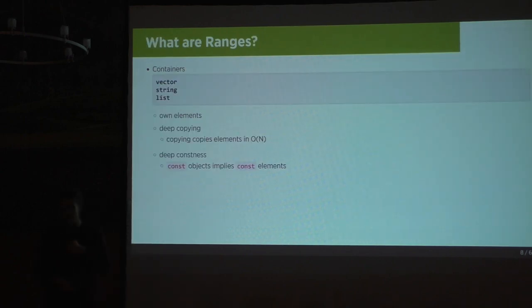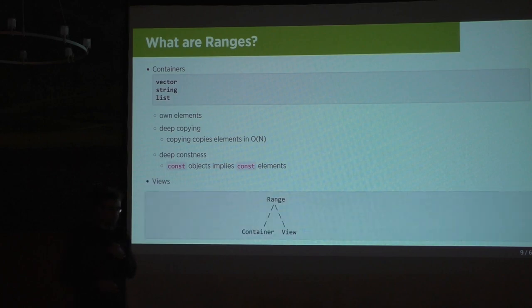Now, first of all, what are ranges? Well, ranges are the containers you know: vector, string, list. They all have in common that they own their elements. They provide deep copying semantics. And they also have deep constness. If the vector is const, you can't change its elements. Now you think, well, that's quite natural.